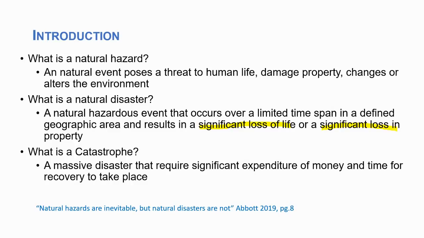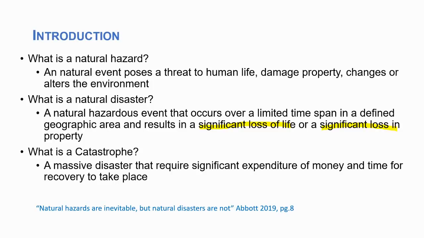There isn't a standard that says if you have damage over $1 million, it becomes a disaster, or if you have deaths over 500 people, it becomes a disaster. It's really a subjective term. But basically, when it's a disaster or a catastrophe, it has affected humans in a significant manner.